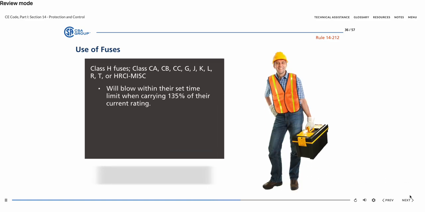These fuses will blow within their set time frame when they are carrying 135% of their current rating, while Class C and HRCII-MISC will blow when reaching 160% of their rating.